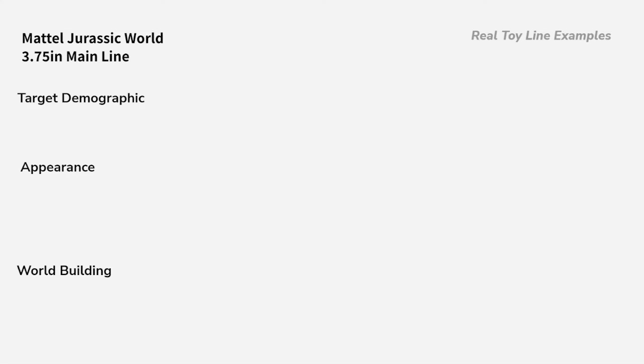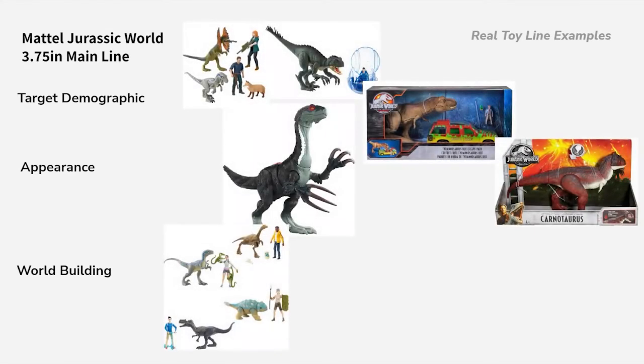All right. So this is, of course, the Mattel Jurassic World 3 and 3/4 main line for their dinosaur figures and whatnot. If you're watching this channel, you obviously know that there's a bit of this on this channel. Okay, here are some pictures of this toy line. We have humans, dinosaurs, animals, vehicles, and there are playsets I just did not show here. Our target demographic is primarily kids ages 5 and above. Typically, if you're not an adult collector, it would probably be like ages 5 to 8, I'd say, with modern time.